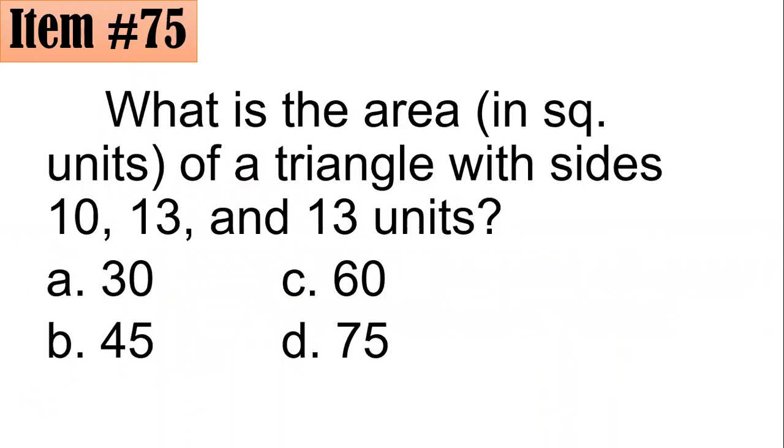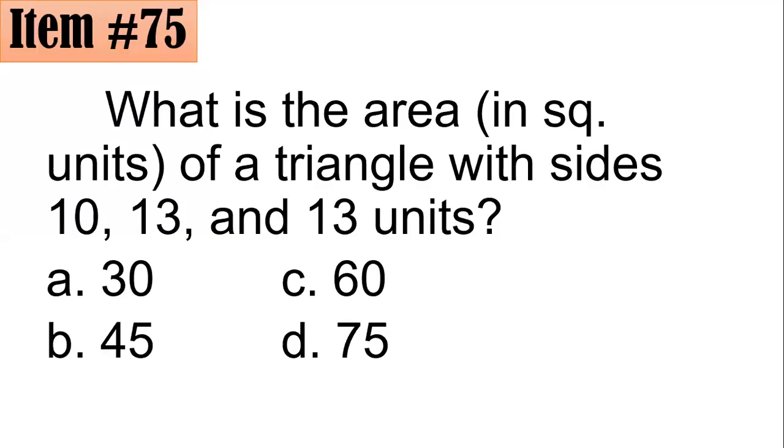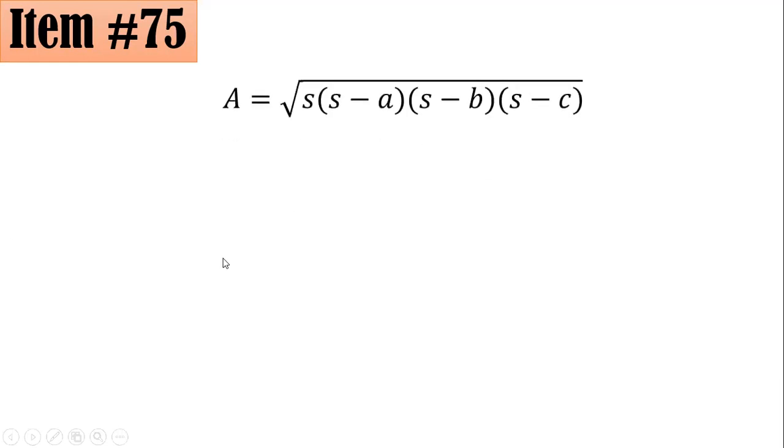Okay, 75. What is the area in square units of a triangle with sides 10, 13, and 13 units? What's your answer po? Okay, letter C daw. Let's see kung tama nga ba si C. So actually, marami pong paraan para i-solve po ito. Pwede mo rin pong gamitin yung 5, 12, 13 special right triangle. Pero for the meantime, gusto ko muna yung Heron's na lang.